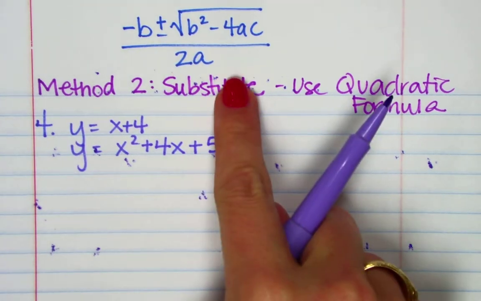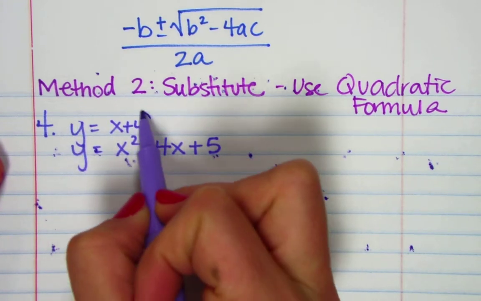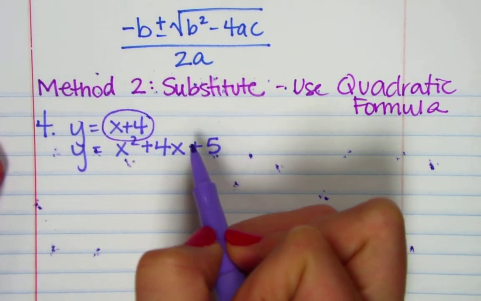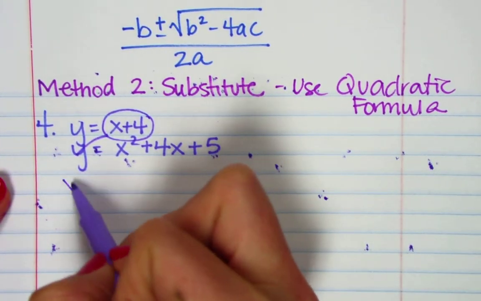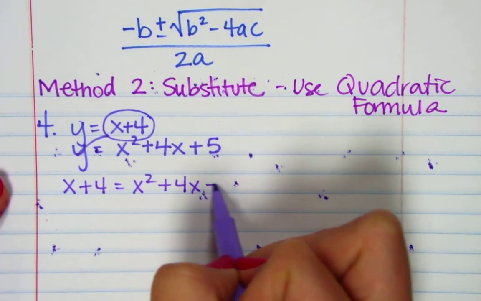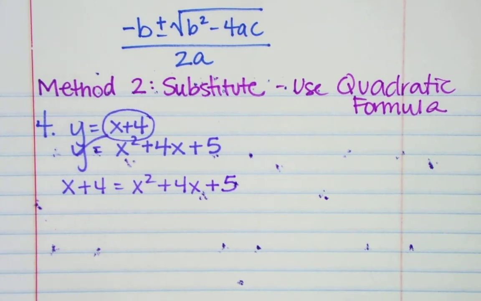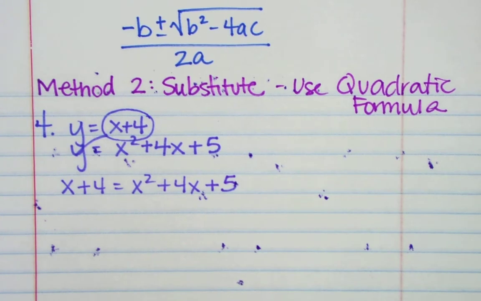So we're going to substitute because we know it's solved for y. That means that where we see y in the second equation, we can plug in what y is equal to in the first equation. So we're going to find the y and put x plus 4 there. x plus 4 equals x squared plus 4x plus 5. Okay, we knew those were both equal to y. So since y was equal to x plus 4, we're able to put it where the y is in the second equation. Now we just have one equation with one variable, and that is x.